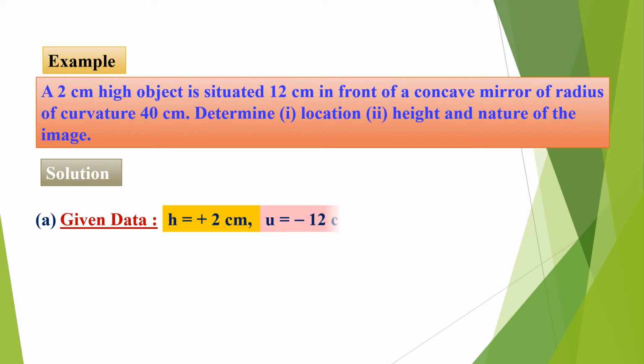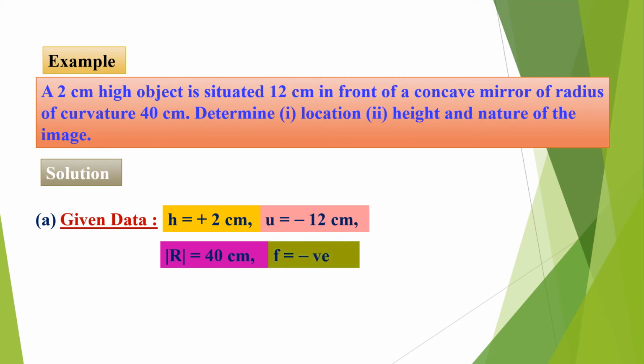And the object is situated at a distance of 12 centimeter, which is taken as minus 12 centimeter, and the radius of curvature magnitude is 40 centimeter, and the focal length will become negative for the concave mirror. To be found: the image distance we need to find, second the height of the image, and we need to say what is the nature of the image.